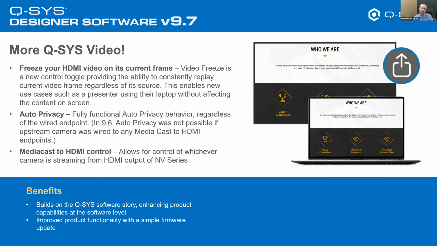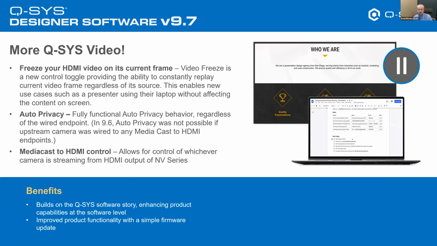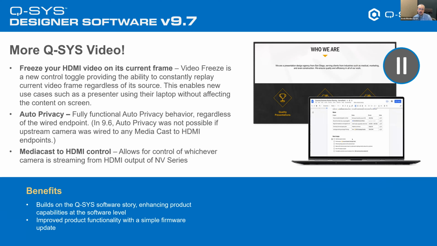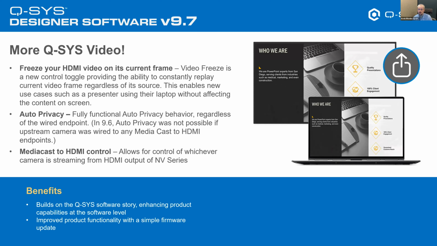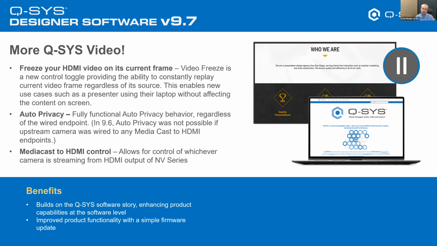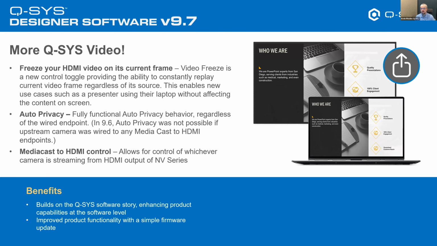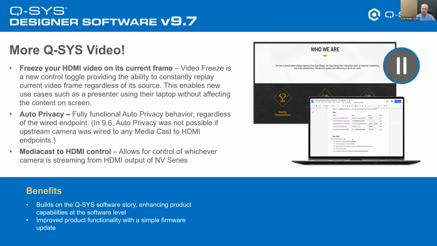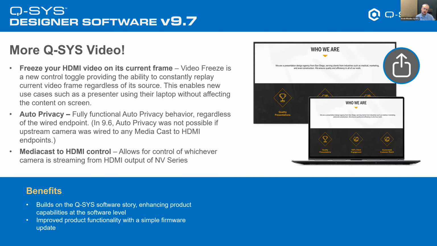And auto privacy. So in 9.6, we had the ability to do Mediacast to HDMI. However, if you did that, auto privacy would not properly work. We now have added the ability for auto privacy. So what auto privacy does is it looks at if a camera is in use anywhere. So whether that's streaming out USB or going to Mediacast, if it is not being used anywhere, it will automatically flip the camera around backwards and put it into privacy mode.